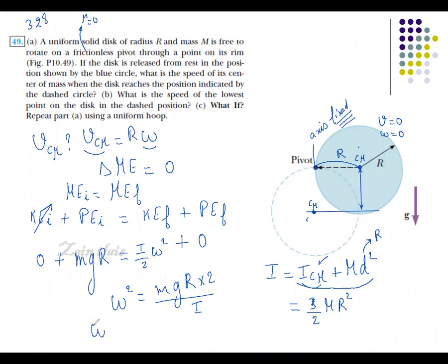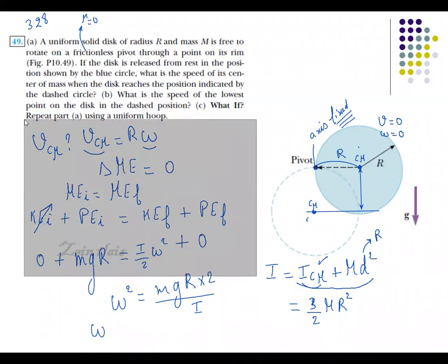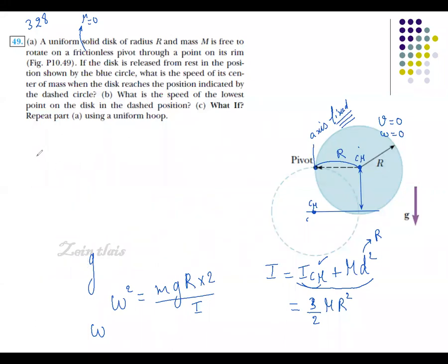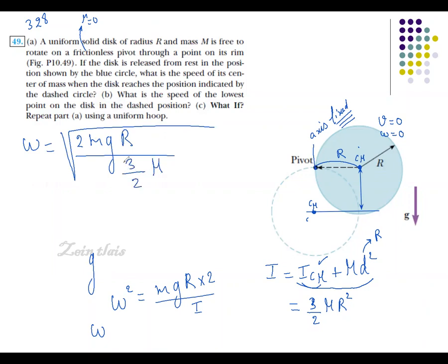So we can say finally omega squared equals mgR divided by 3/2 m R squared. The m's cancel, and we get omega squared equals 4/3 g divided by R. This is the value of omega.